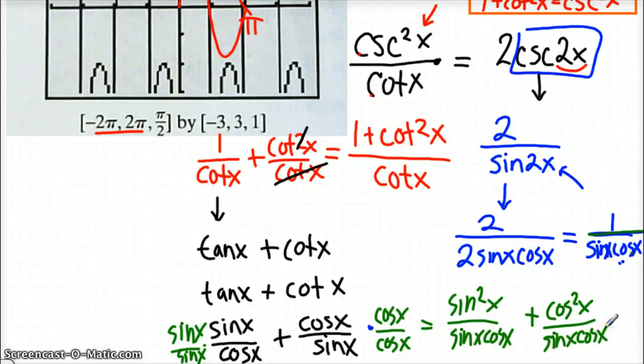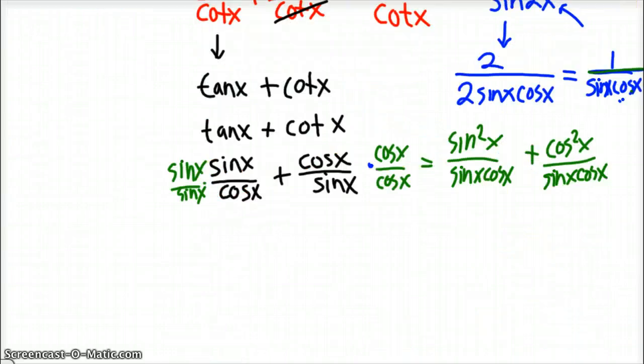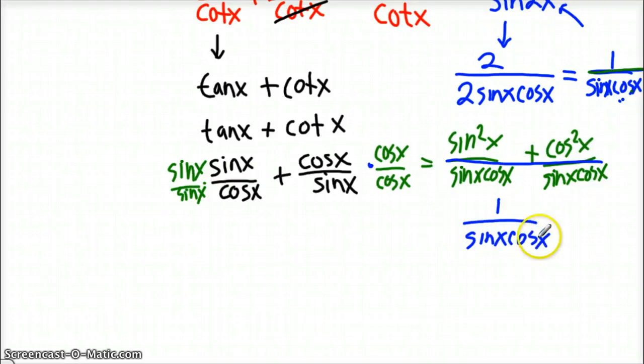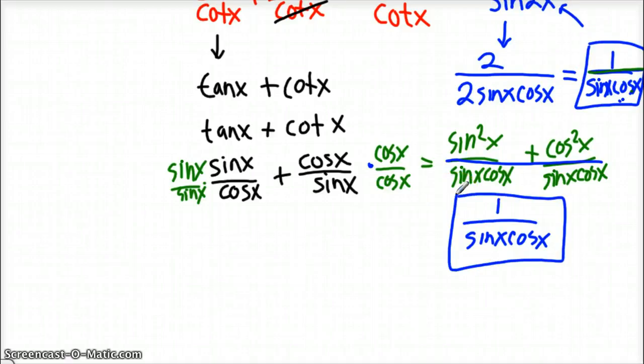and plus cosine squared of x over sine of x cosine of x. I'm seeing the Pythagorean identity pop out. When I put these two fractions together over one denominator, I'm going to have 1 over sine of x cosine of x. That's also where I left the right-hand side. So I have met in the middle, noting that I now have equal expressions on left and right, and therefore these two expressions at the beginning were equal. So I verified the identity.